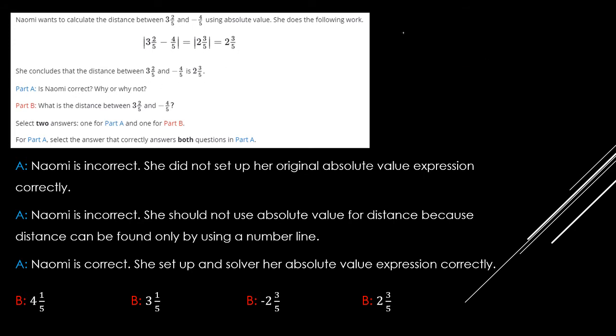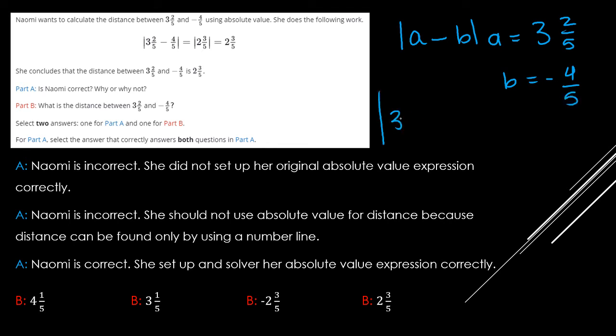Remember that our distance formula is A minus B. Okay, so she had A being 3 2/5. B is -4 over 5. So if I have 3 2/5 minus, remember this negative is separate from that subtraction sign. My actual distance formula should look like this, which means that she is incorrect. So it can't be this one.